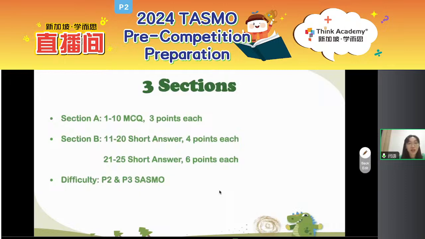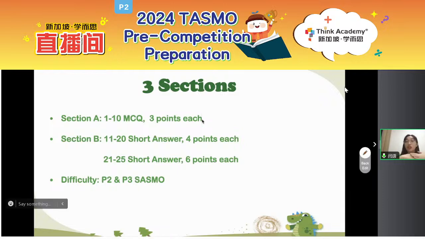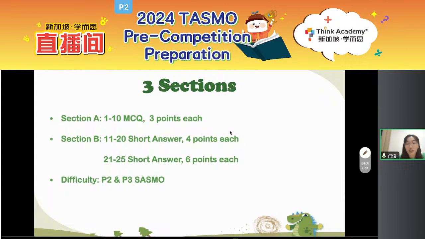Okay, and also here there will be 3 sections. I think maybe for this year it will be 2 sections because we just combine section B and section C together. For section A, actually there will be a few MCQs. Okay, so you can choose the answer. And then for section B, that is section B and C, there are some short answers with different marks. For the difficulty level, actually it is a combination of P2 and the P3 SASMO.